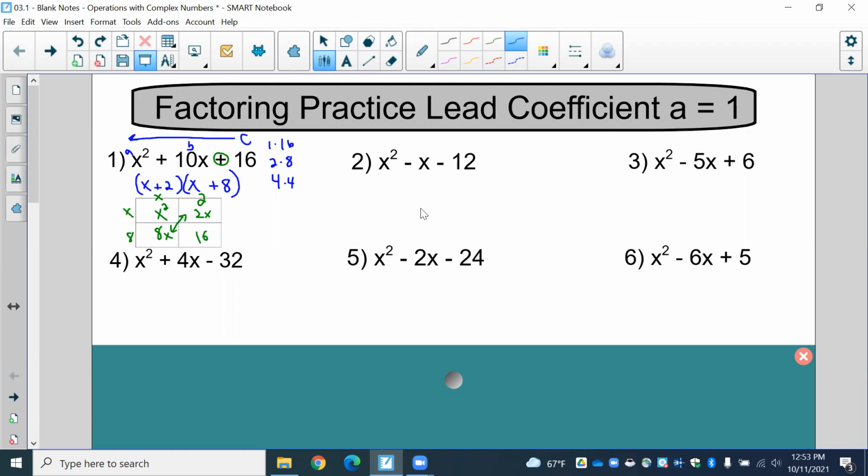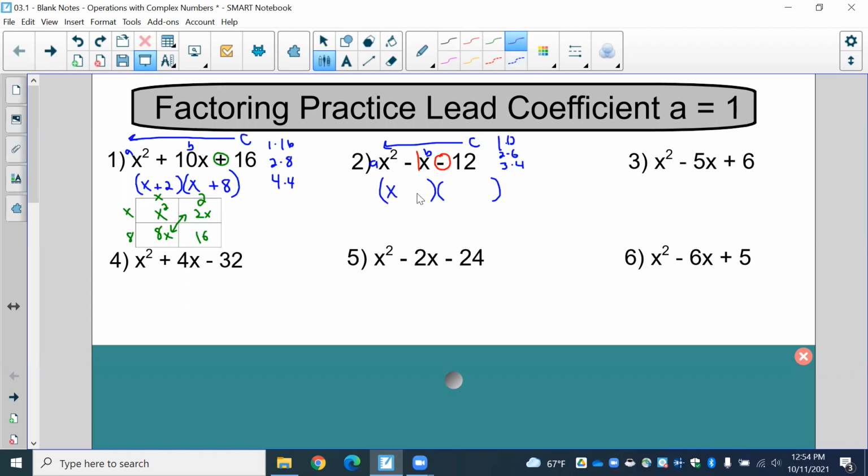All right, so what happens if I need to break one apart with subtraction? Well, nothing really changes. I write down my parentheses. I'm going this direction. I use C to find B. A in this case is 1. We'll deal with A not being 1 in a separate video. So the multiplication tables of 12 are 1 times 12, 2 times 6, and 3 times 4. But now, big surprise, we need to subtract to get negative 1x. So we know it's 3 and 4, because 3 and 4 will give me 1 when subtracting.